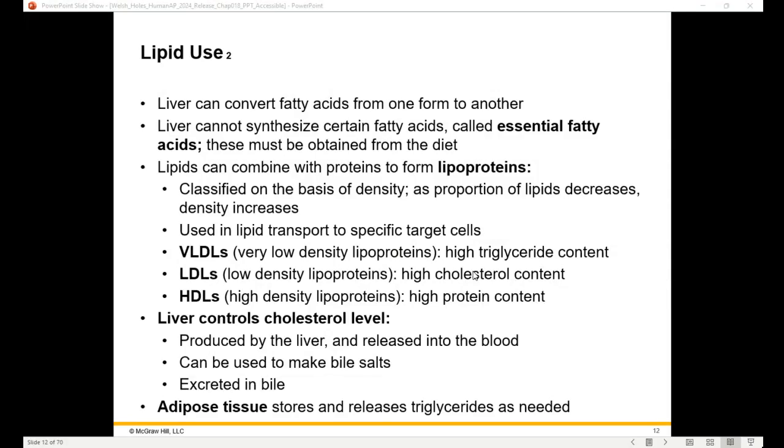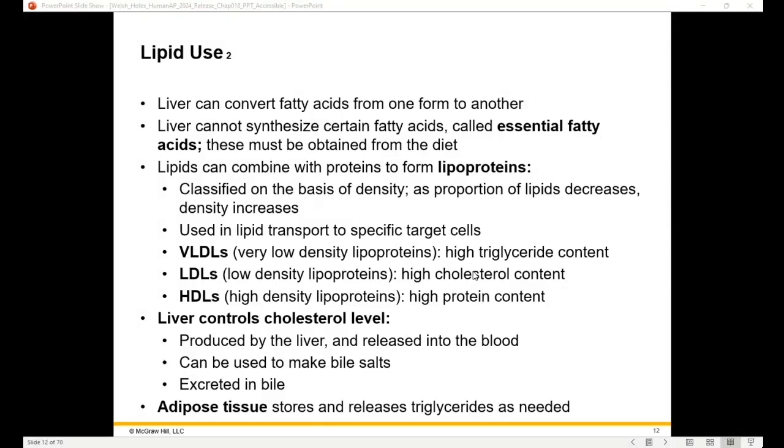The liver can convert fatty acids from one form to another. The liver cannot synthesize certain fatty acids though, and these are called essential fatty acids. These must be obtained from the diet. Lipids can combine with proteins to form lipoproteins. They're classified on the basis of density. As the proportion of lipids decreases, the density increases. And it's used in lipid transport to specific target cells.